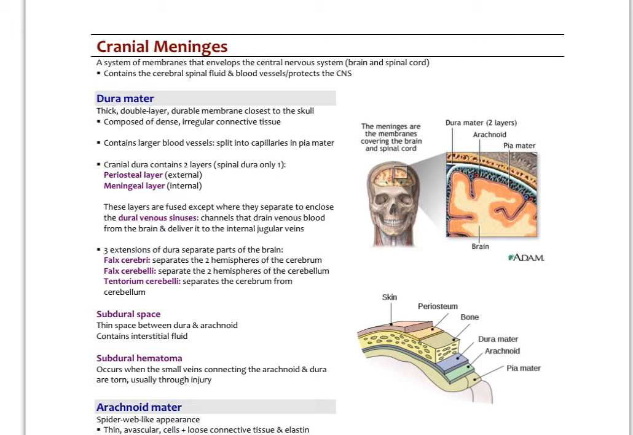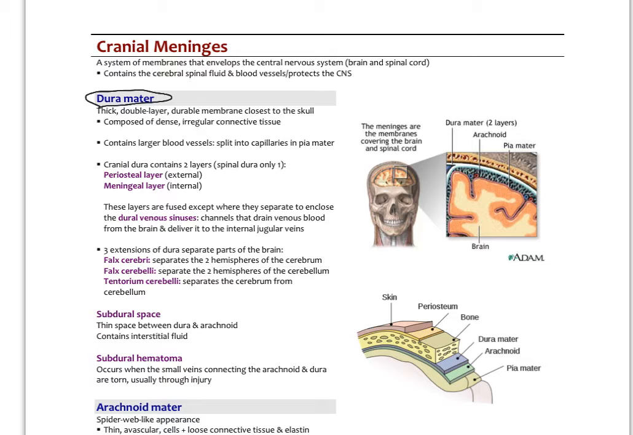There's three layers. The first is the outermost layer, and that's called the Dura Mater. It's a thick, double-layered, durable membrane. It's closest to the skull, so if you just peel the skull off, you'll see the dura there. And it's composed of dense, irregular connective tissue. It contains large blood vessels, both veins and arteries. And these arteries will plunge into the brain and split into capillaries via the pia mater and then go deeper.